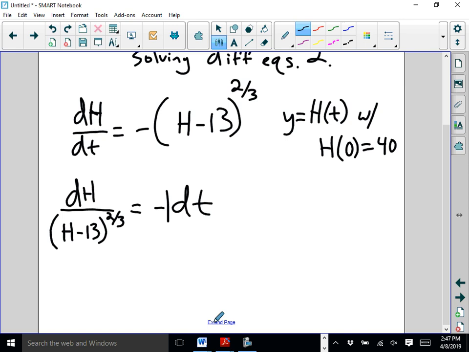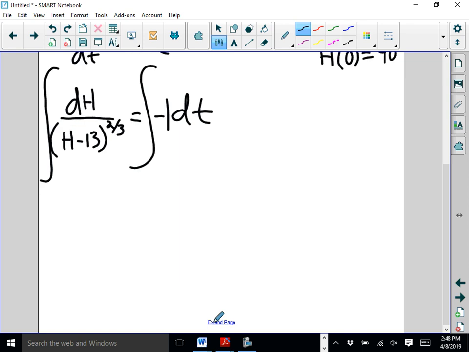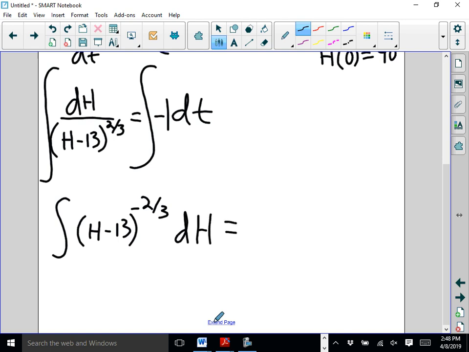Okay, so I'm going to integrate both sides. Because this is a bump and divide problem, I'm going to rewrite this as the integral of the quantity h minus 13 to the -2/3 dH equals the integral of -1 dt. Okay, so this is going to be a bump and divide. I don't have to worry about a u substitution here. I mean, I could do a u substitution and let u equal h minus 13, but the derivative of u would just be dh, and there would not really be much of a substitution here. So I'm just going to bump and divide, keeping that h minus 13 on the inside.